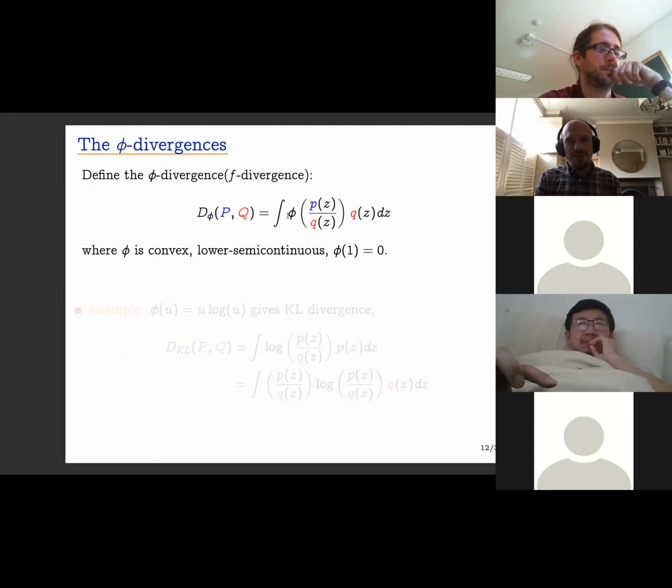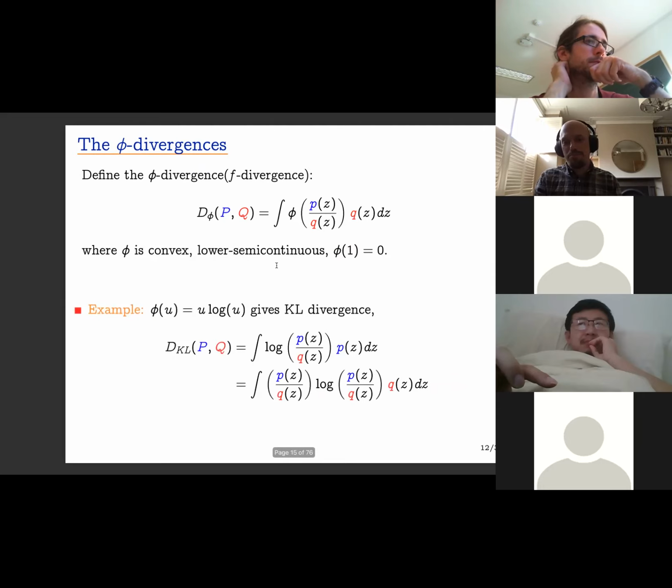Just as a reminder, the phi divergence between P and Q is the expectation under Q of phi of P on Q. Phi is convex, phi of 1 is 0, and there's this continuity property that is going to be useful to us later. Probably the best known phi divergence, and certainly the one that we began to use throughout this talk, is the KL divergence. So the KL divergence uses phi of u as u log u. So this is our divergence measure.